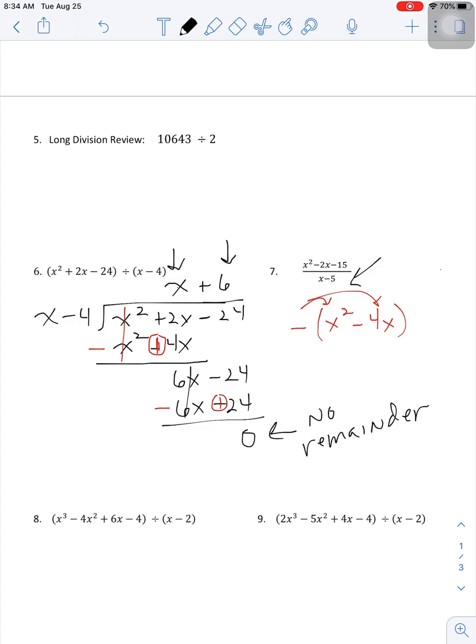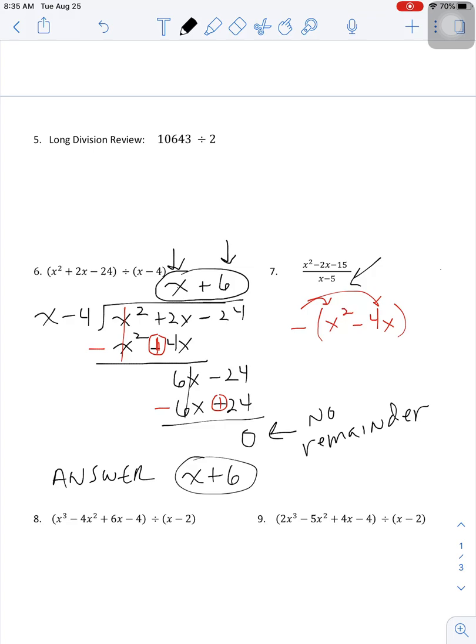Which for today is going to be the case, because later we're going to get into a situation where we could be missing terms on a polynomial that we have to fill in for and end up with a remainder. So our answer after we divide is going to be x plus 6.